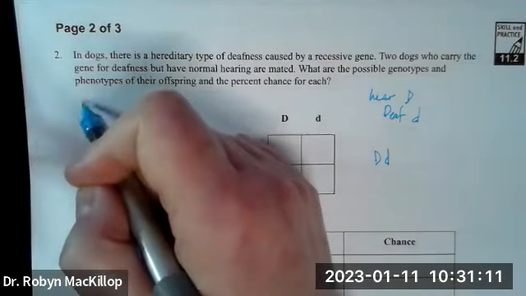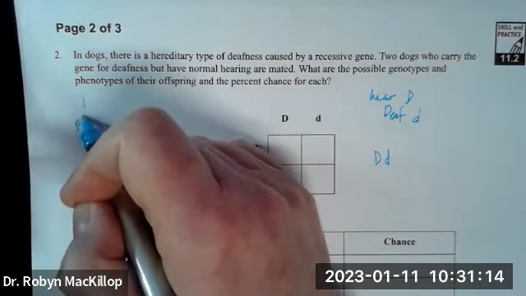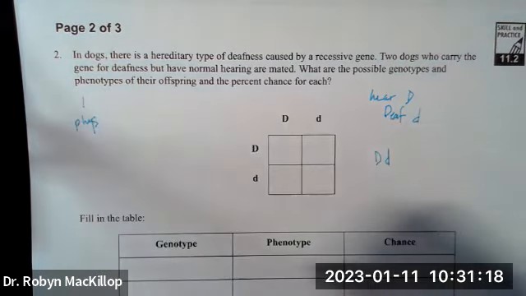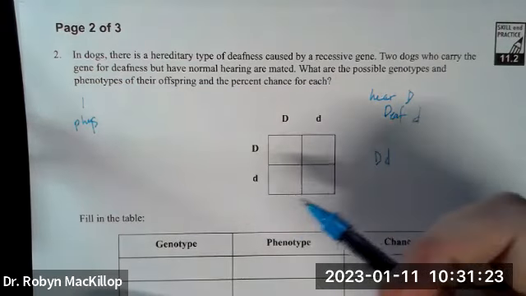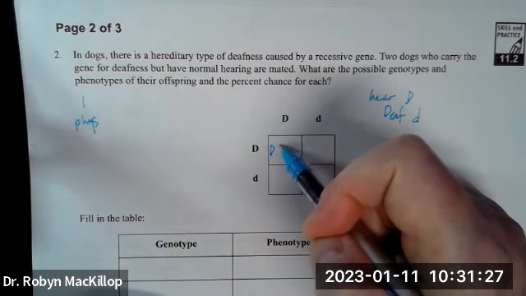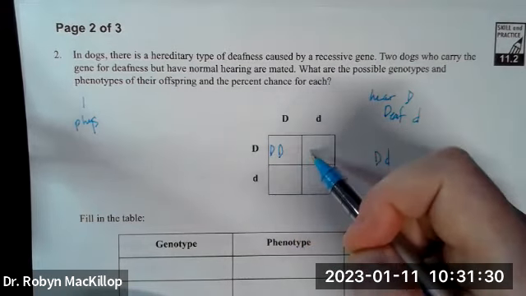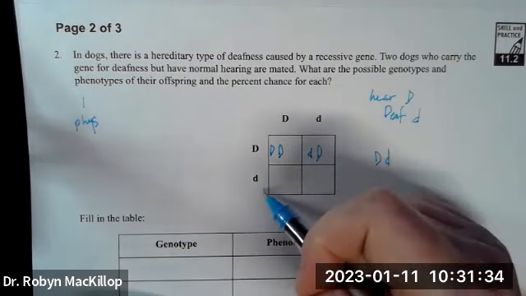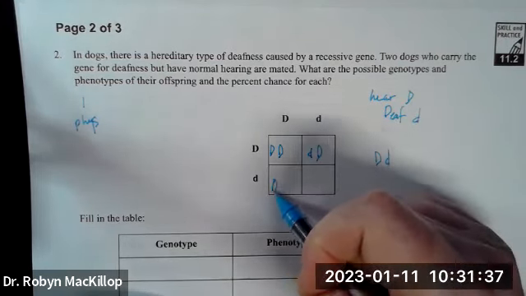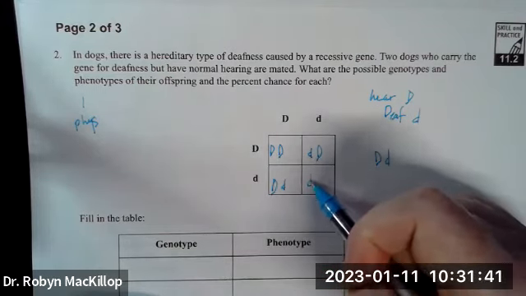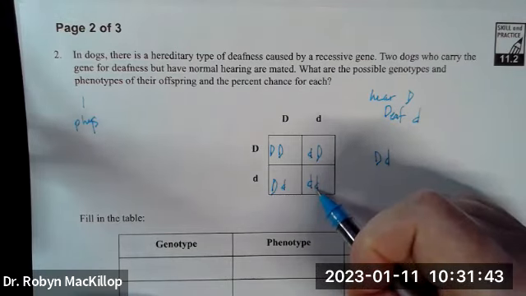What are the possible genotypes and phenotypes of their offspring and the percent for each? So this is what you can see. This is the physical. And you can't see deafness, but you would know if a dog could not hear you. All right, so let's fill it in. This first dog, big D from Pop, big D from Mom, little d from Pop, big D from Mom, big D from Pop, little d from Mom, little d from Pop, and little d from Mom.